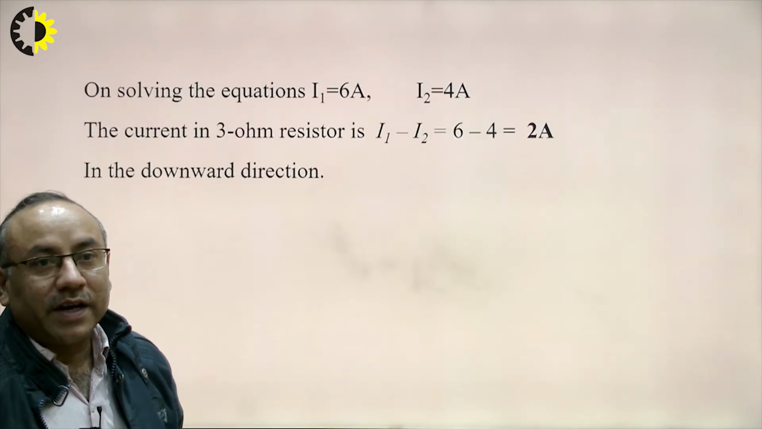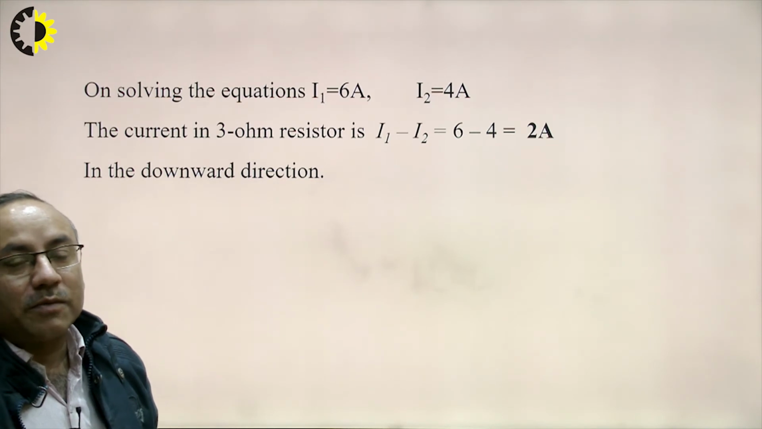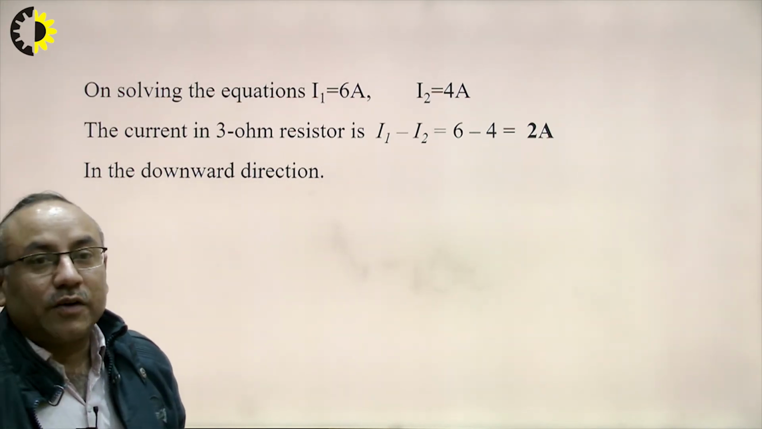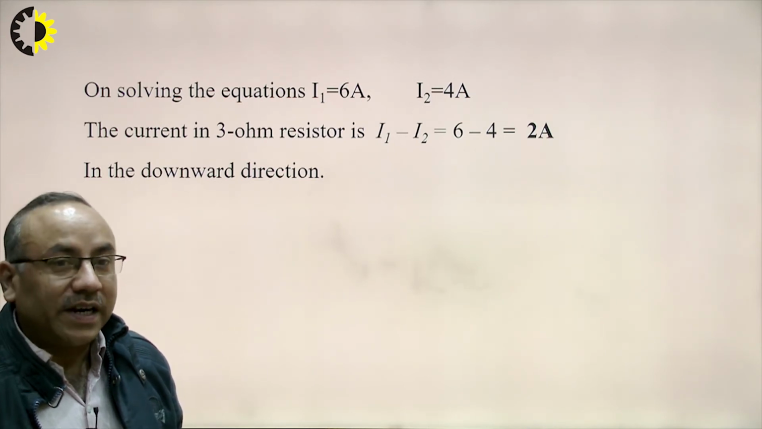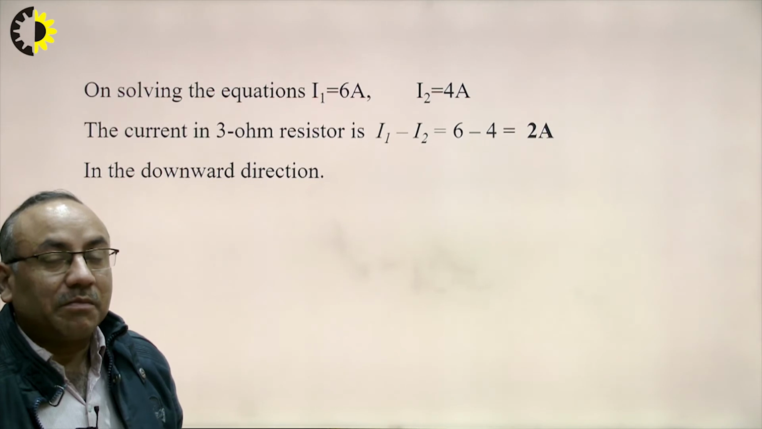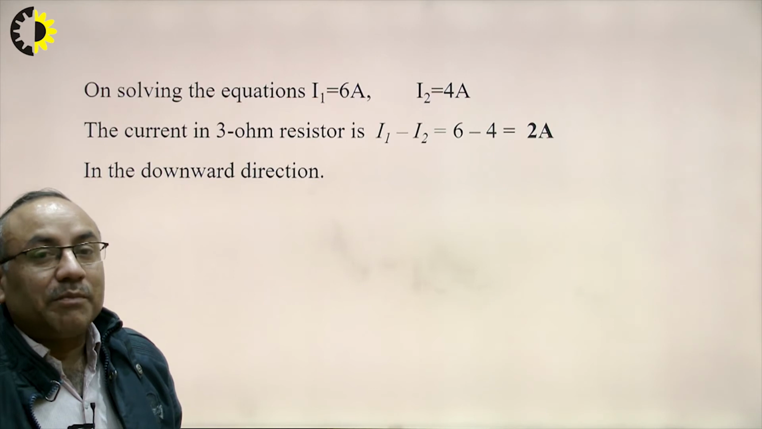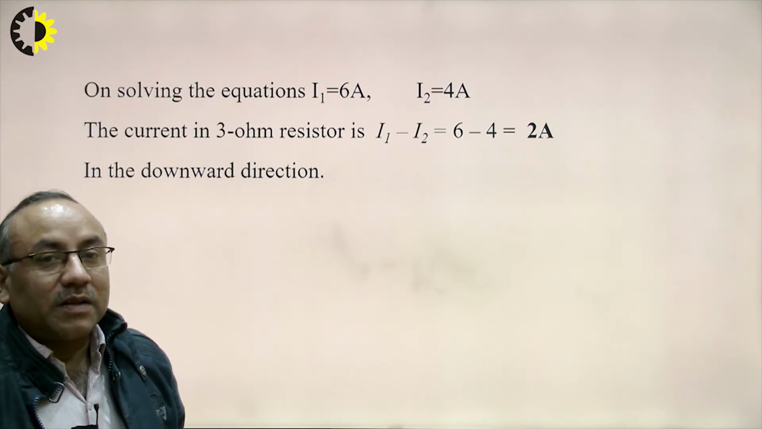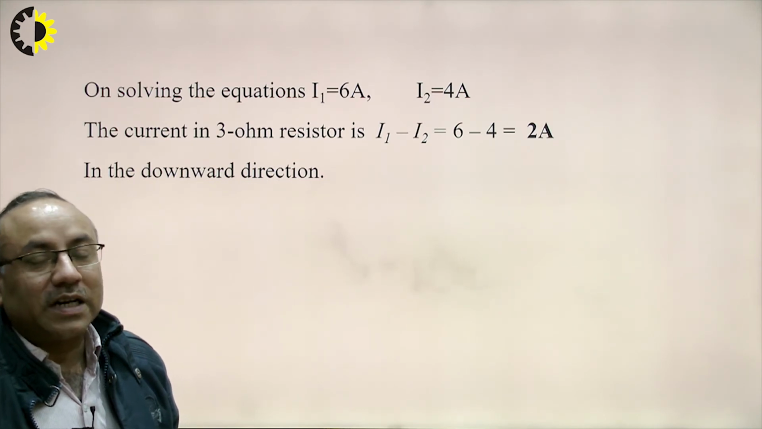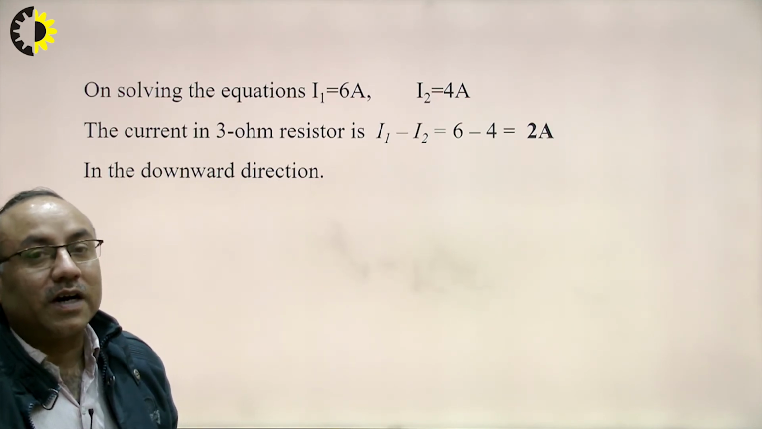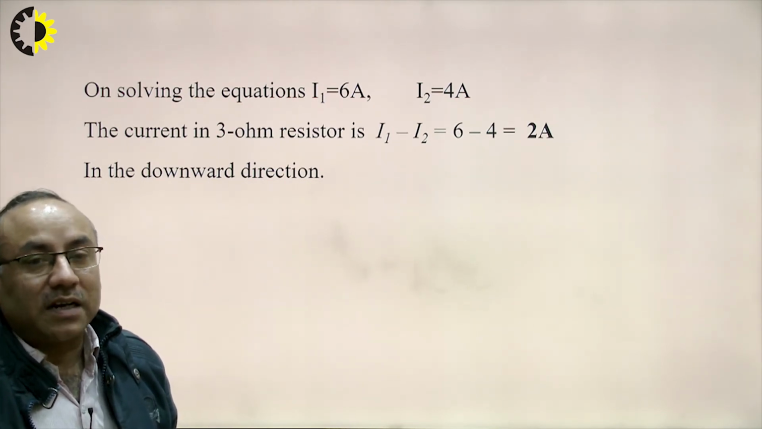So, on the basis of it, when we are finding the values of I1 and I2, we can now say the current in the 3 ohm resistance is I1 minus I2, which becomes 2 ampere in the downward direction. If we find it in the upward direction, this will become minus 2 ampere. That means the direction will change, but the magnitude will remain the same, 2 ampere. The minus sign with 2 ampere shows that it is now in the reverse direction of the earlier direction. So, that way we solve this circuit using the mesh analysis method.